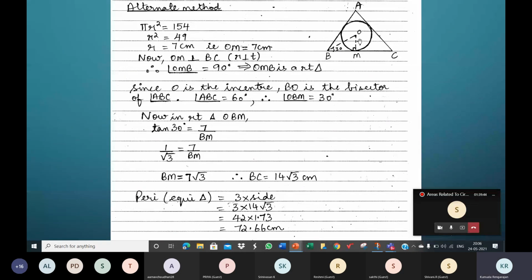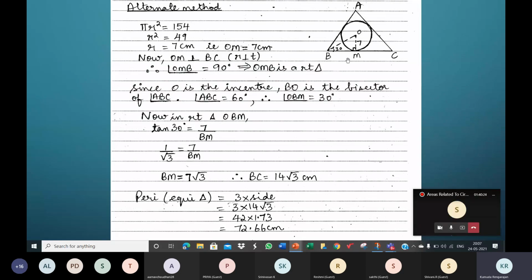So for 30 degrees, OM is the opposite side and BM is the adjacent side. OB is the hypotenuse in the right triangle. Opposite, adjacent, so you have to use tan or cot. Tan 30 degrees is equal to opposite OM, which is 7, by adjacent BM. The value of tan 30 from the table is 1 by root 3, equal to 7 by BM. So on cross multiplying, we have BM is equal to 7 root 3.